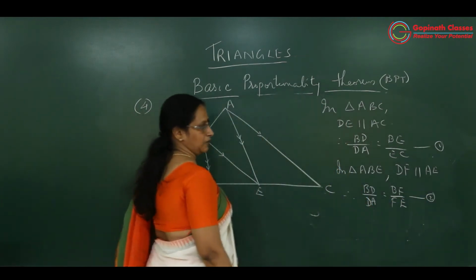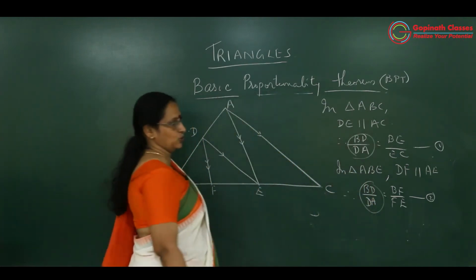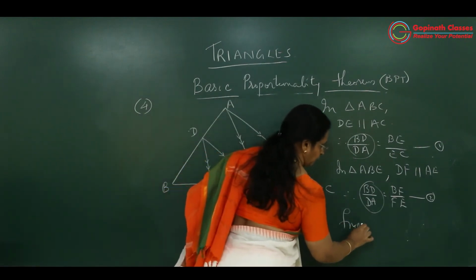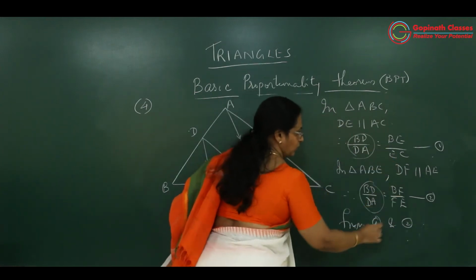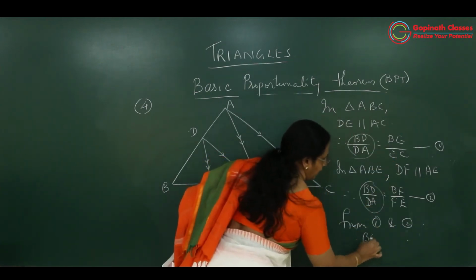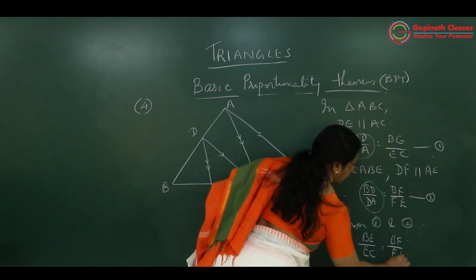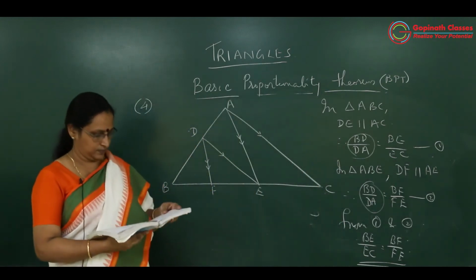Look at statements 1 and 2. You can see these two have a common ratio, so the right sides will be equal. Very clear. From 1 and 2, ये दोनों equal है, तो ये दोनों equal होगा. So BE upon EC is equal to BF upon FE. Proved. This has to be proved.